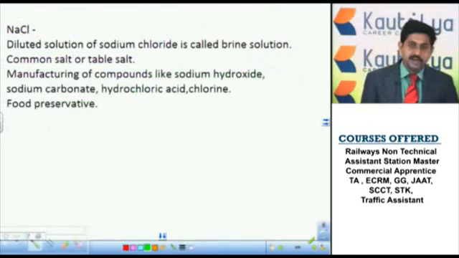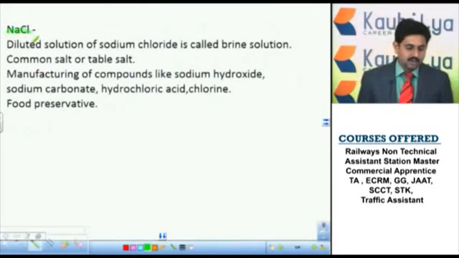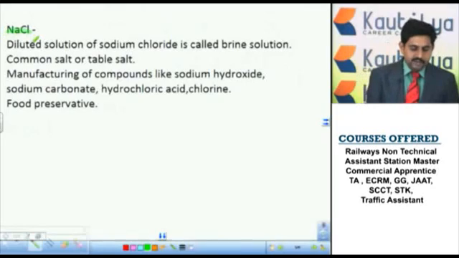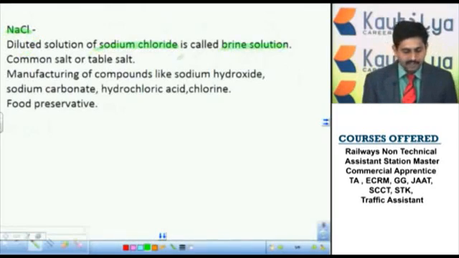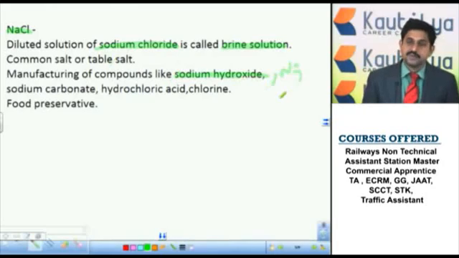Some of the salts, again we are discussing the salts, some applications of this one. Sodium chloride, I told you, is called common salt or table salt, rock salt, all these are names. A diluted solution of sodium chloride, I told you, is called brine solution, right? Common salt and table salt. It is useful for the manufacturing of sodium hydroxide and sodium metal by the process of electrolysis, and this is useful for the preparation. The brine solution is useful for the preparation of sodium carbonate, hydrochloric acid, and chlorine.